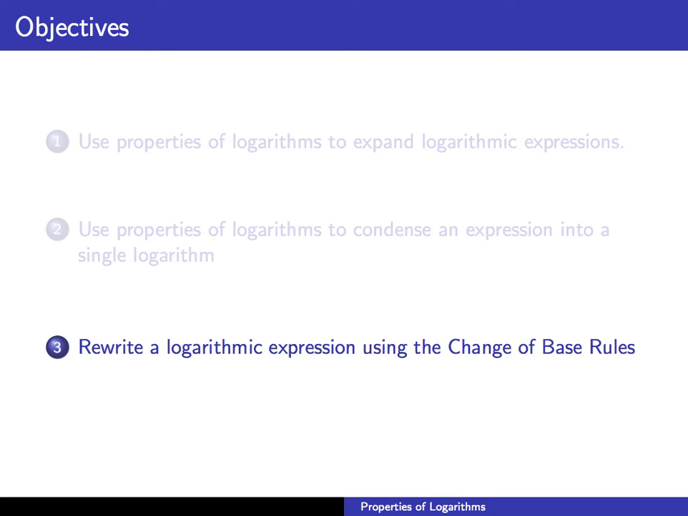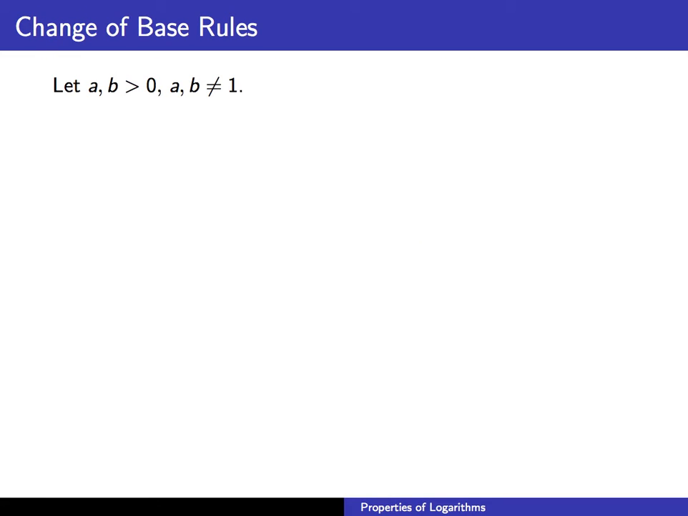All right, in this video, we're going to look at rewriting logarithmic expressions using the change of base rules. So let's say we have two positive real numbers, a and b, where neither one of them is going to equal 1. Well, a to the x power is going to equal b to the x times log base b of a power.